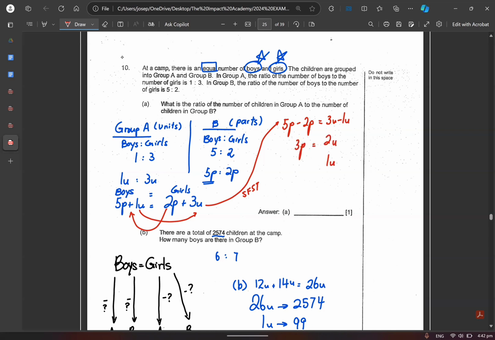So we will find 1 unit first. We want to make everything into parts right now. So I divide by 2. Over here, I get 1.5 parts. Am I making sense or not making sense? So now I know 1 unit means 1.5 parts.